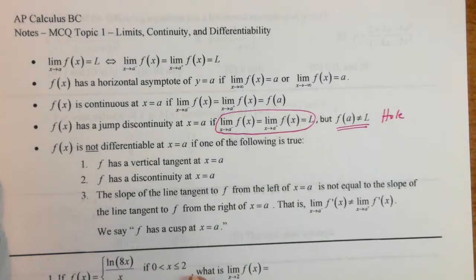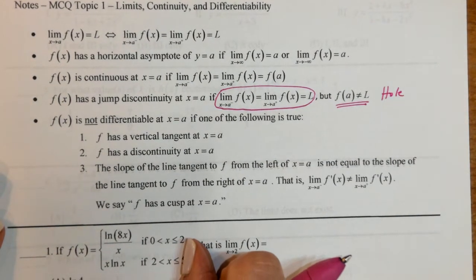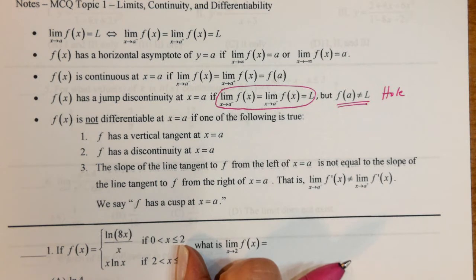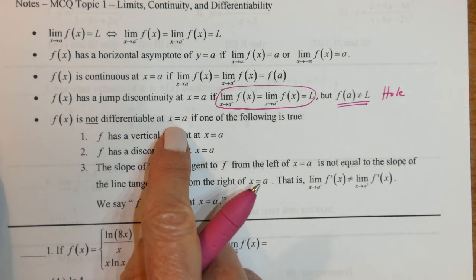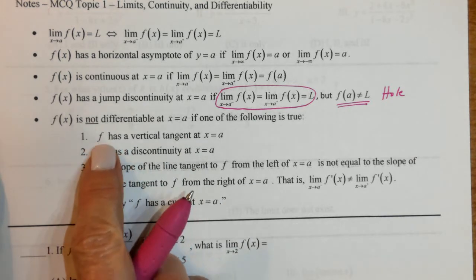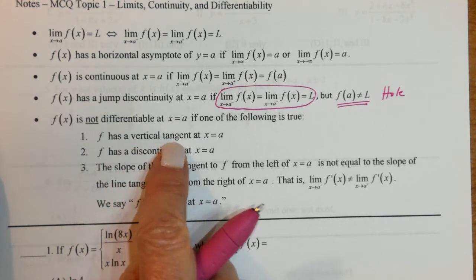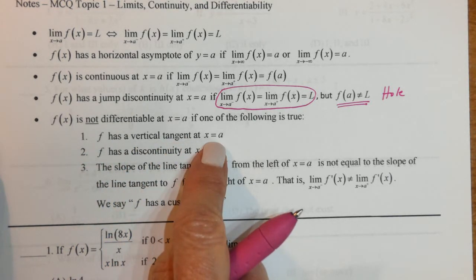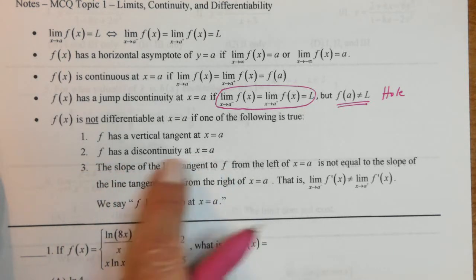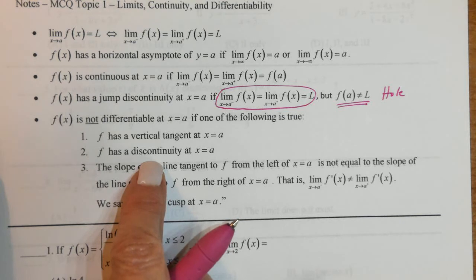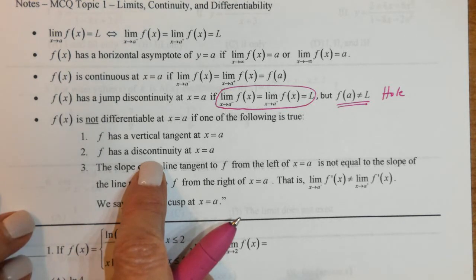We have three reasons that f might not be differentiable at some value of x. So these are the three reasons. If f has a vertical tangent at x equals a. If f has a discontinuity at x equals a, that might be a hole, a vertical asymptote, or some other kind of break in the graph.